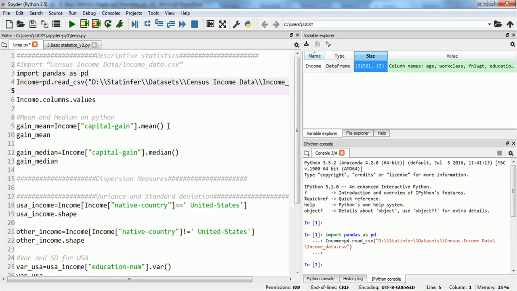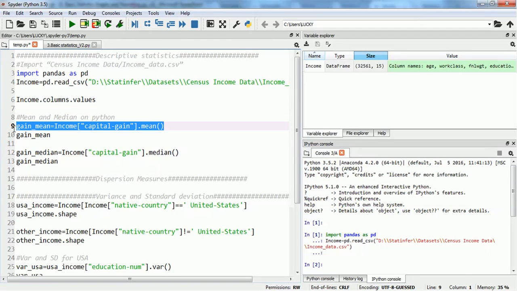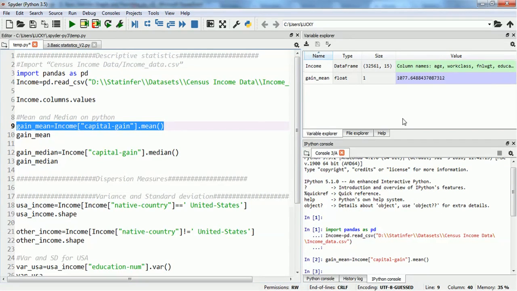find the mean of any variable, what we can do is go to the whole data set and use square brackets to redirect to that column name, and then we can use the function .mean to find the mean and .median to find the median of that variable or that column. So I will just run this code, and the mean of this variable capital gain will be stored in the gain_mean variable.